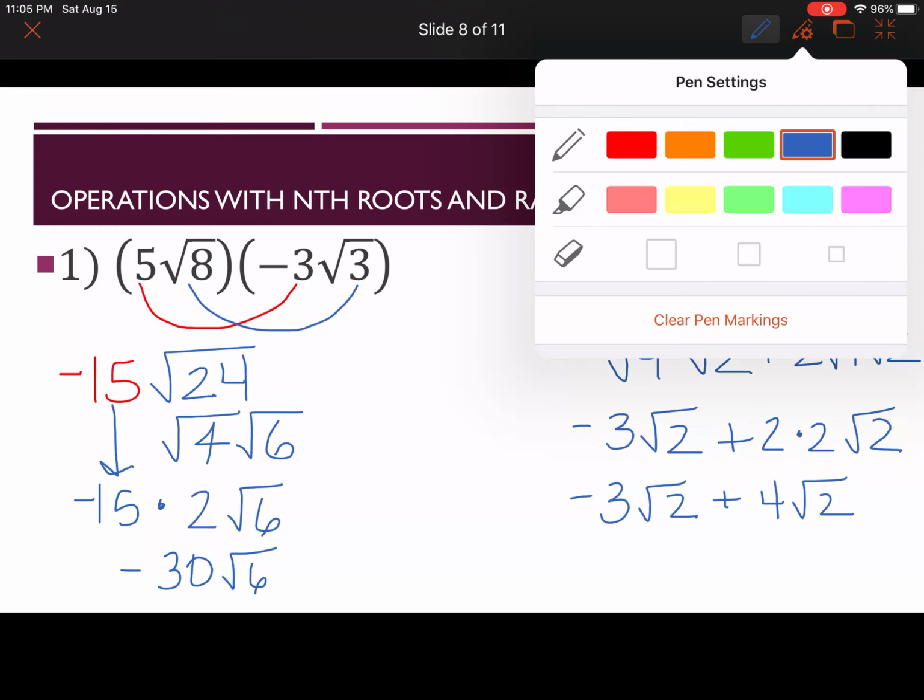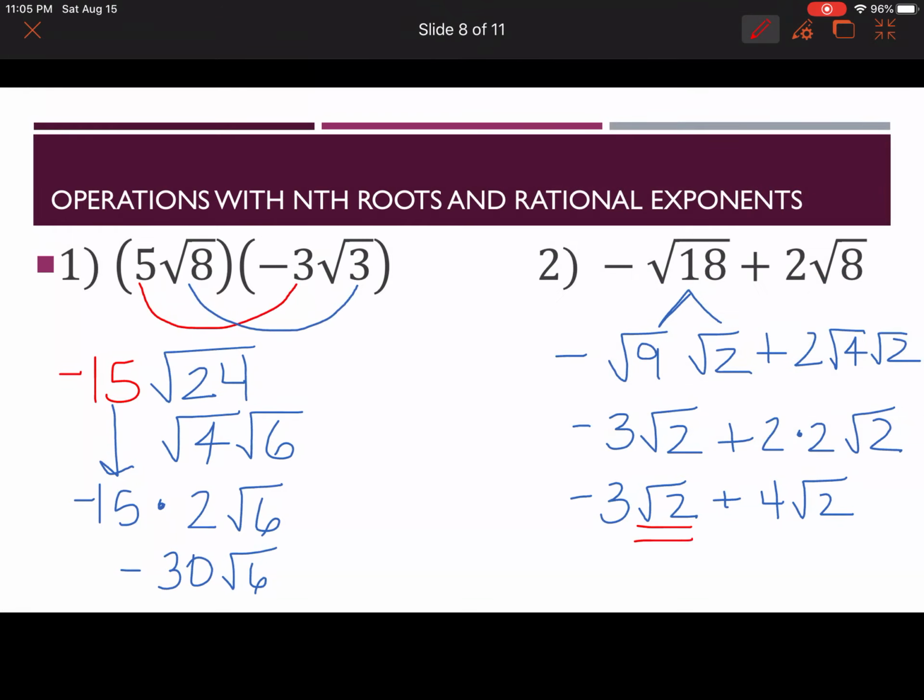Only because they both have a root 2, that means they're like terms, and we can go one extra step and add the coefficients. We're adding the numbers in front. So our final answer would just be 1 root 2. And of course, the 1 is optional. You can put it, but you don't have to.